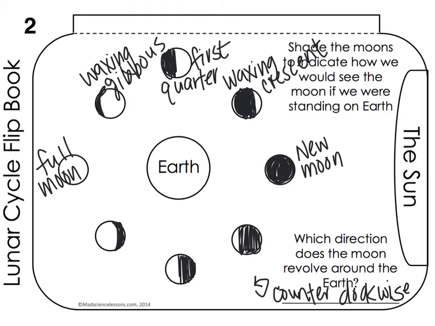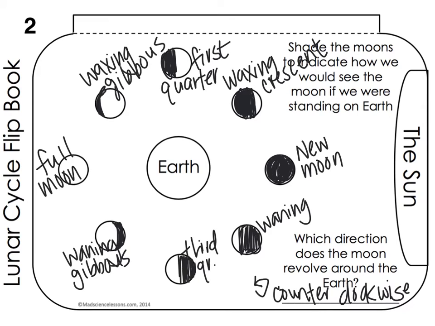and now we are waning. So I'm going to write waning, waning. This one is the gibbous, then it's third quarter, and waning crescent. And that's it for number 2.